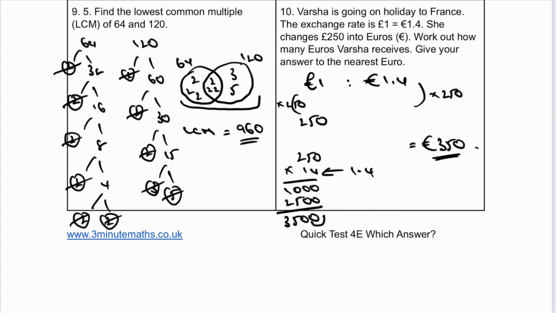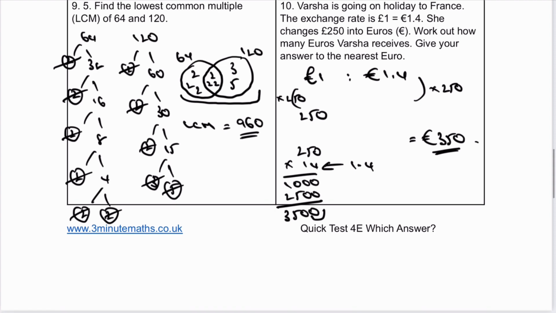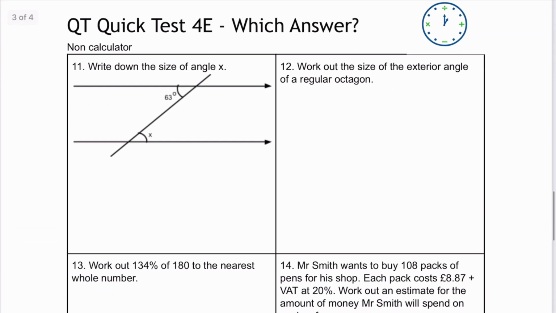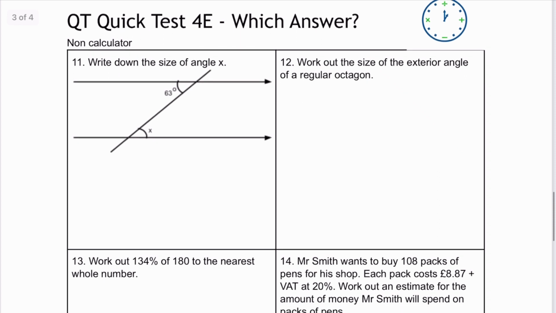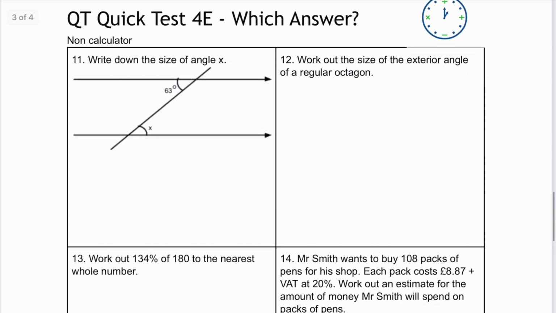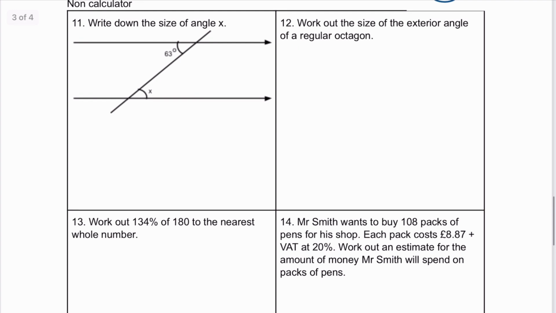Okay, so we're about halfway through. These are mixed ability, mostly grade 3, grade 4 type questions. Some of them are fairly straightforward, like number 11. So number 11, write down the size of the angle. Well, you might remember that it's the alternate angle, so basically it's a Z shape, just like that. Okay, so that would be 63 degrees. Okay, and then number 12, work out the size of the exterior angle of a regular polygon. Well, all the exterior angles add up to 360 degrees.